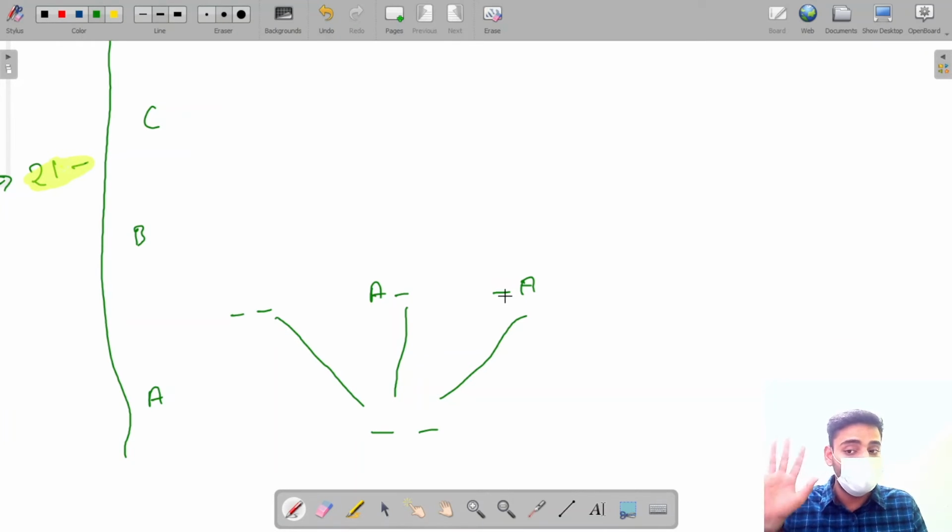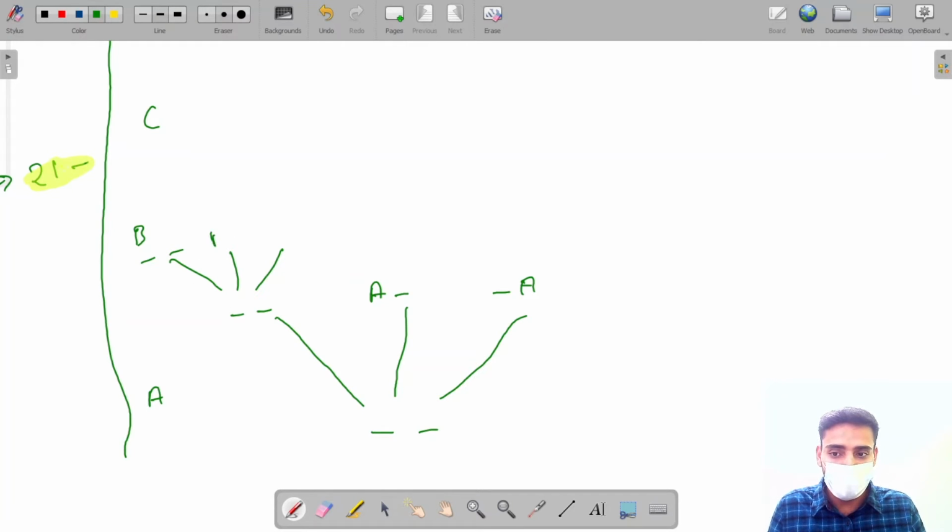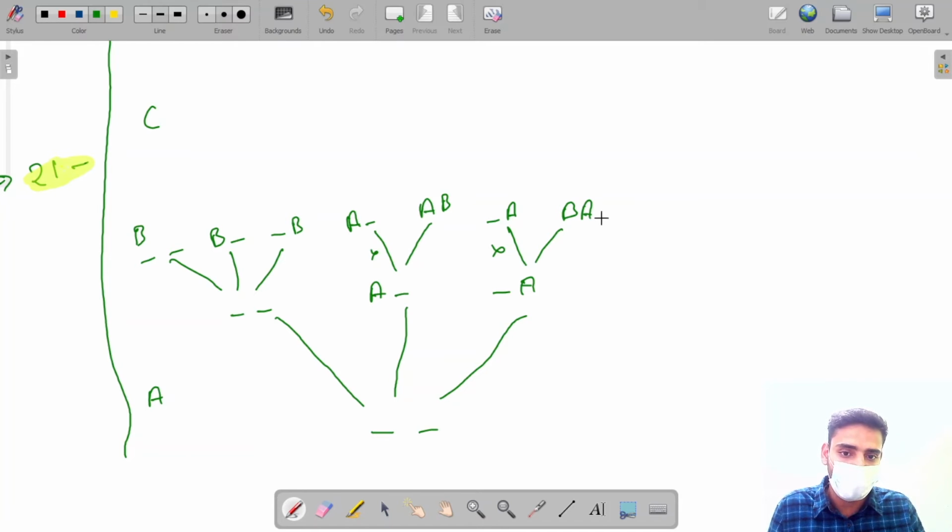Now let's move forward. It is the turn of B, right? So here again we have 3 options. First, B stays where it is, so dash dash. If B comes in spot number 1, it will be B dash. If it comes in spot number 2, it will be dash B. Here we have only 2 options. One, nothing happens, so it will be A dash. B comes in spot number 2, it will be AB, right? Here again we have 2 options, nothing, so dash A. And if B comes, it will be BA, right?